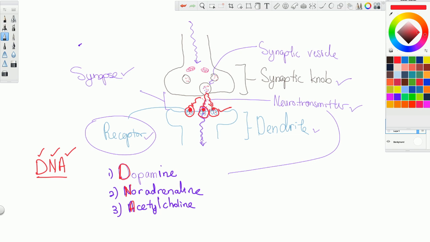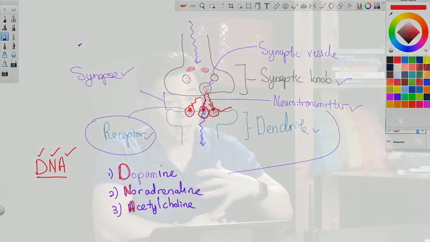If all the receptors are blocked by the chemical or the drugs, the impulse cannot pass through at all. It means no impulse, no response. Okay, I hope that this one can help you understand about the nerve.